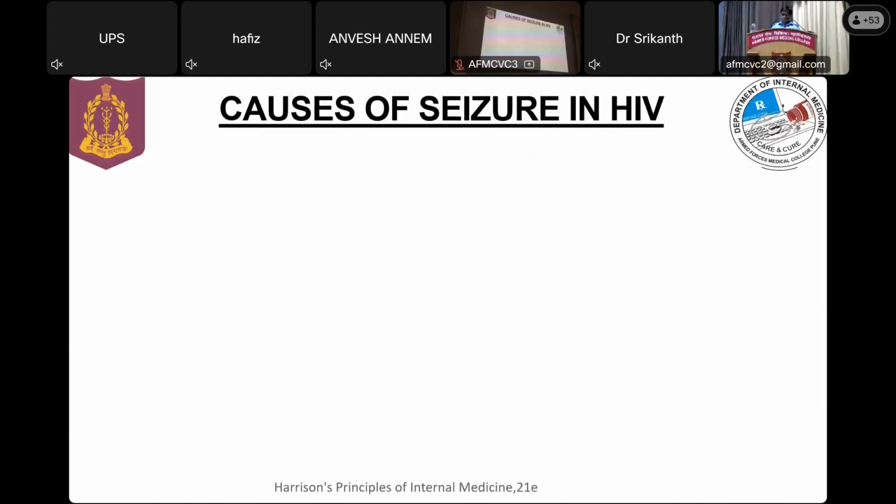So what are the causes of seizure in HIV? This Garvita, our patient, he had an episode of seizure. So just enumerate a few of the conditions quickly. Due to TB meningitis. Okay. It could be due to toxoplasmosis.